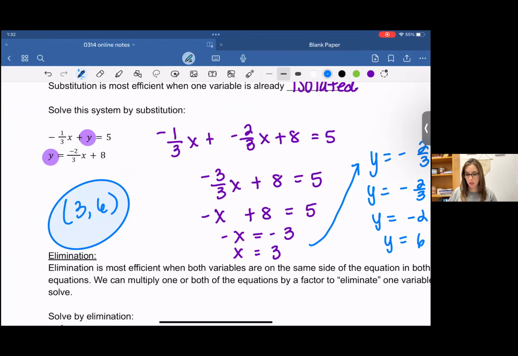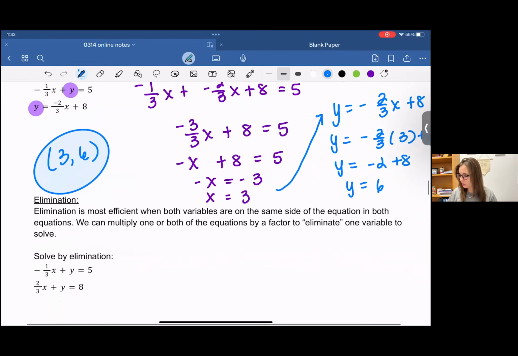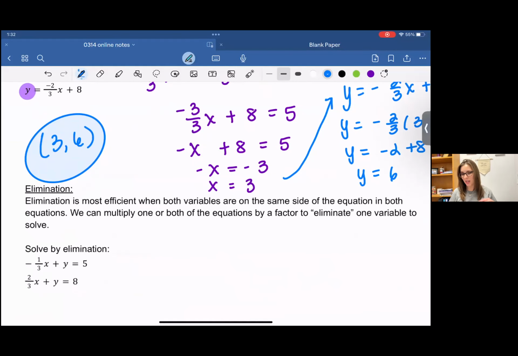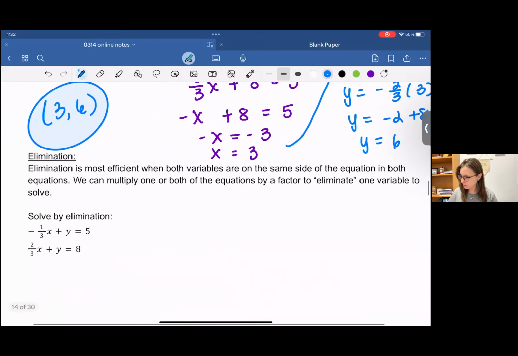Last method is elimination. And this method is the most efficient when both variables are on the same side of the equation in both equations, or they can easily be put that way. And then you're going to multiply one or both of the equations by a factor to make it eliminate. So that's a lot of words, but it's not that hard. This is actually my favorite method. It's my preferred method. So I use this one more than any of the others. I feel like it's the most straightforward. You may disagree, totally fine, but that's how I feel.